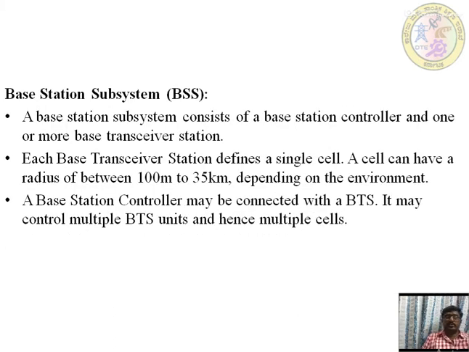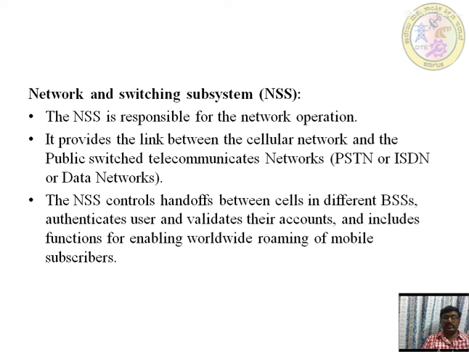Base station subsystem. A base station subsystem consists of a base station controller and one or more base transceiver stations. Each base transceiver station defines a single cell. A cell can have a radius between 100 meters and 35 kilometers depending upon the environment. Okay, for that reason the network areas will have more antennas. A base station controller may be connected with BTS. It may control multiple BTSs and hence multiple network and switching systems.